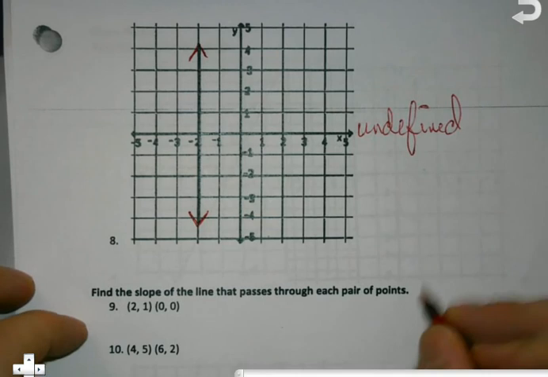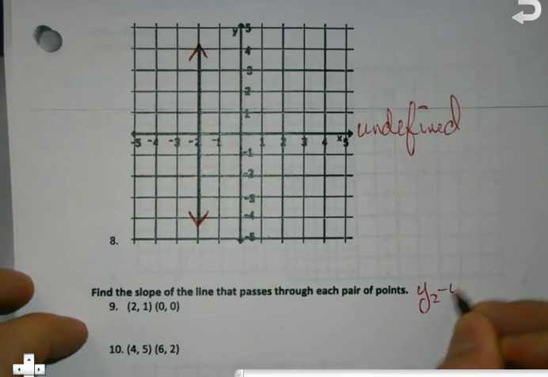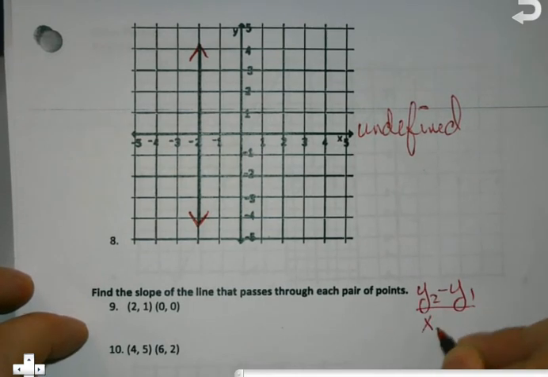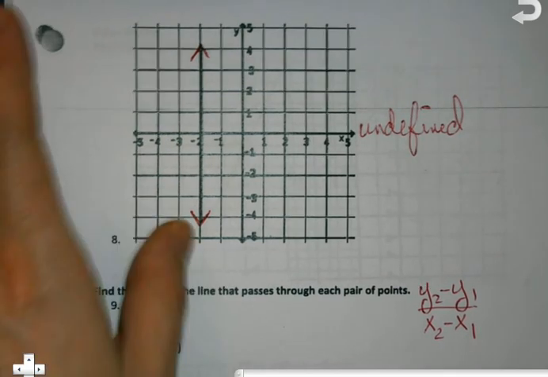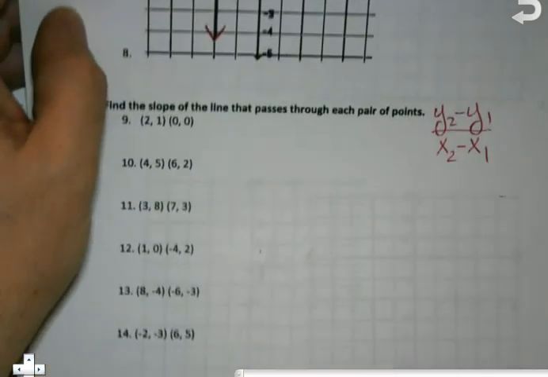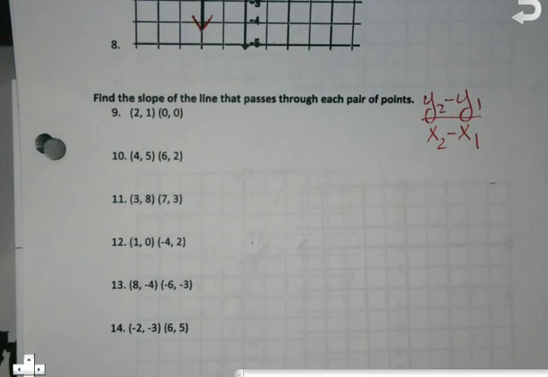And then for the last part, all we're going to do is use the slope formula. No, because the slope itself isn't a no solution. It's actually undefined. It's a slight difference. And then the last part's just like what we've been doing forever.